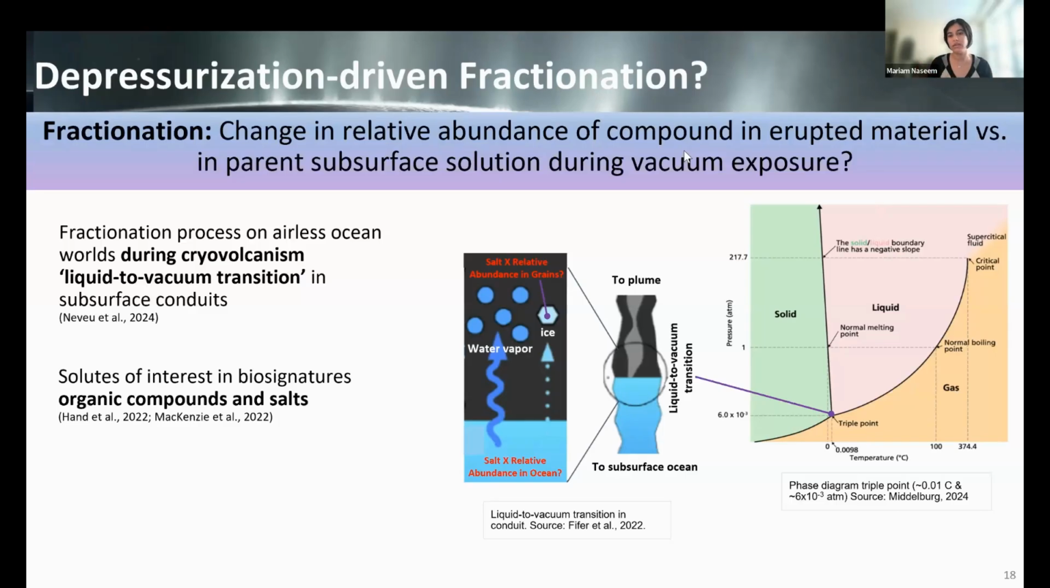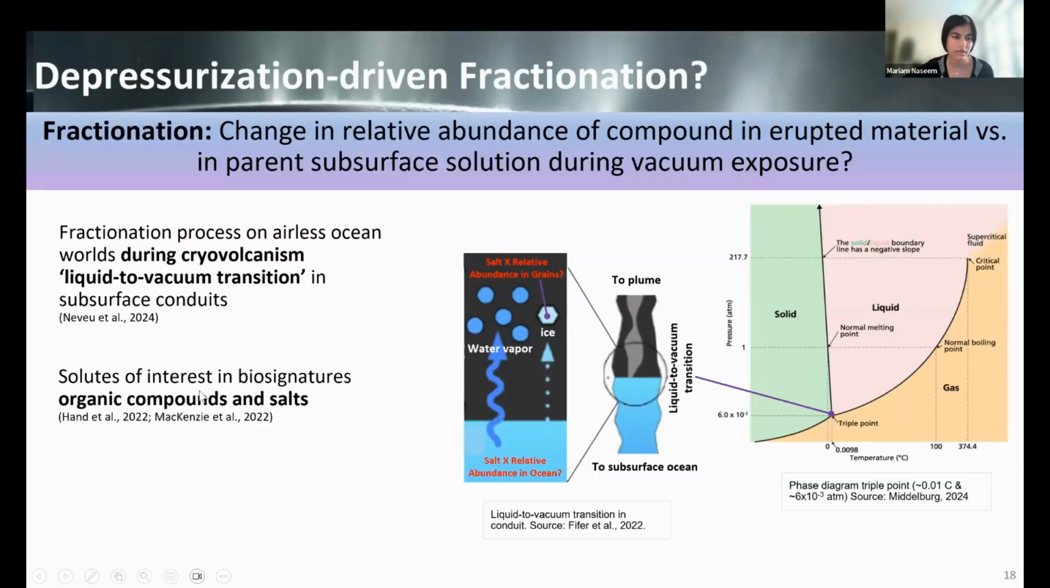We think that there may exist within the ice shell what we call pathways or conduits. This is a schematic representation of one such conduit where you have this water coming up from the ocean. Then at the triple point, we think that pressures in the conduits may be resulting in the formation of this vapor for the plume, and that plume is now erupting into space. Particularly, we are looking at when that liquid to vapor transition happens, how relative salt abundances, for example, are changing between the ocean and grains or organic compounds.